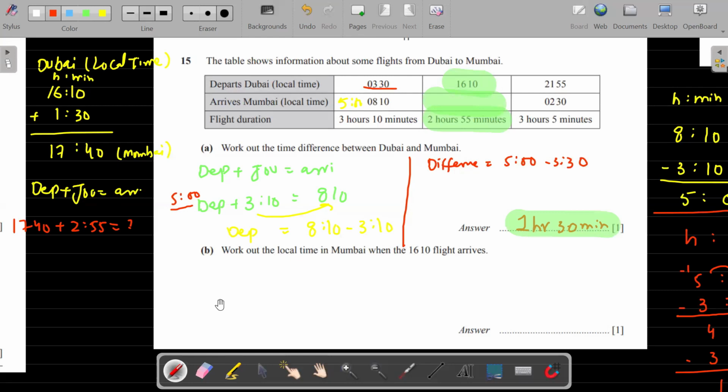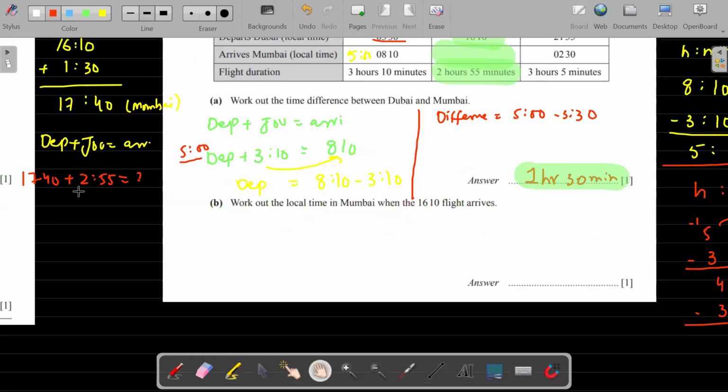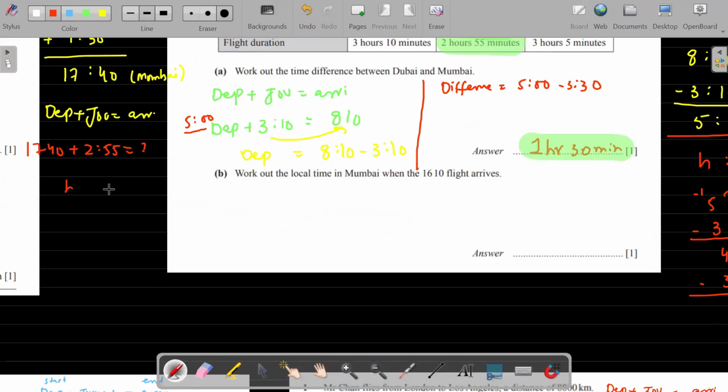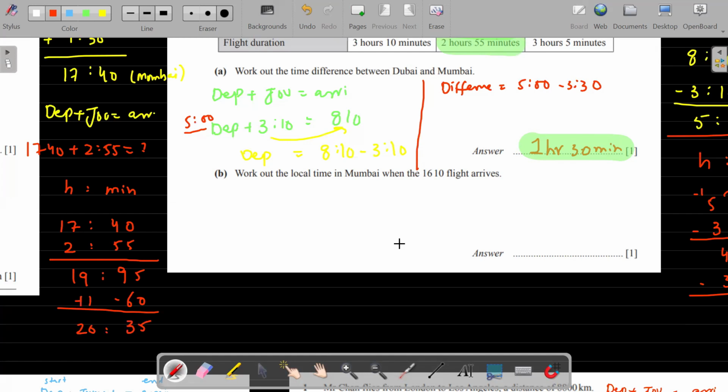How can I do it? By adding them up. I know the basic method, hours and minutes. 17:40 plus 2 hours 55 minutes. By adding them up, you can see this is 95 minutes, 17 plus 2 is 19. Now, as the minute section is greater than 60, I will subtract 60 from it and add 1 to the hours. 95 minus 60 is 35, and this is 20. So the flight arrives there by 20:35.